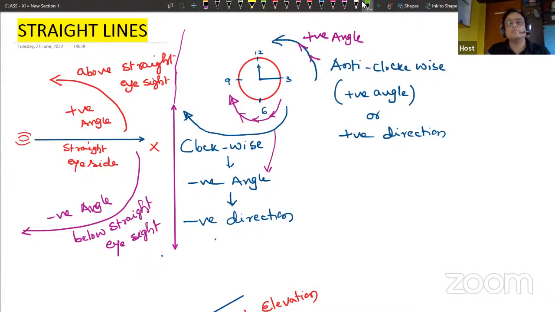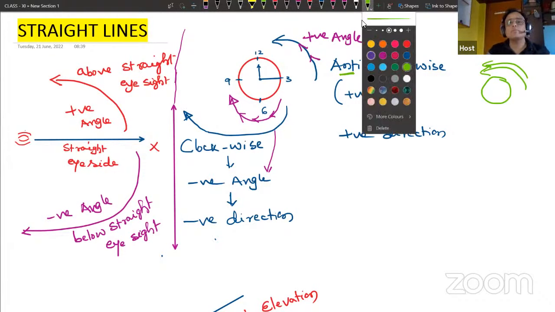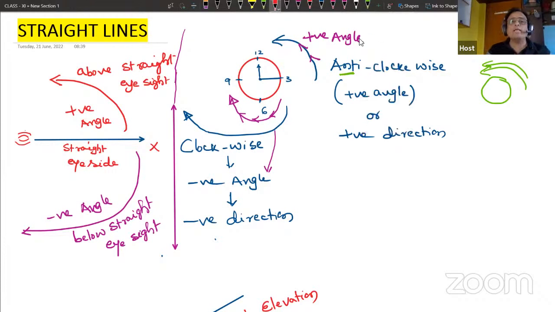Hope you can see this. If the angle is measured in anti-clockwise direction, then the measurement of angle is said to be positive, or it is called a positive angle. But if the angle is measured in clockwise direction, definitely it is called a negative angle, that is the negative direction.